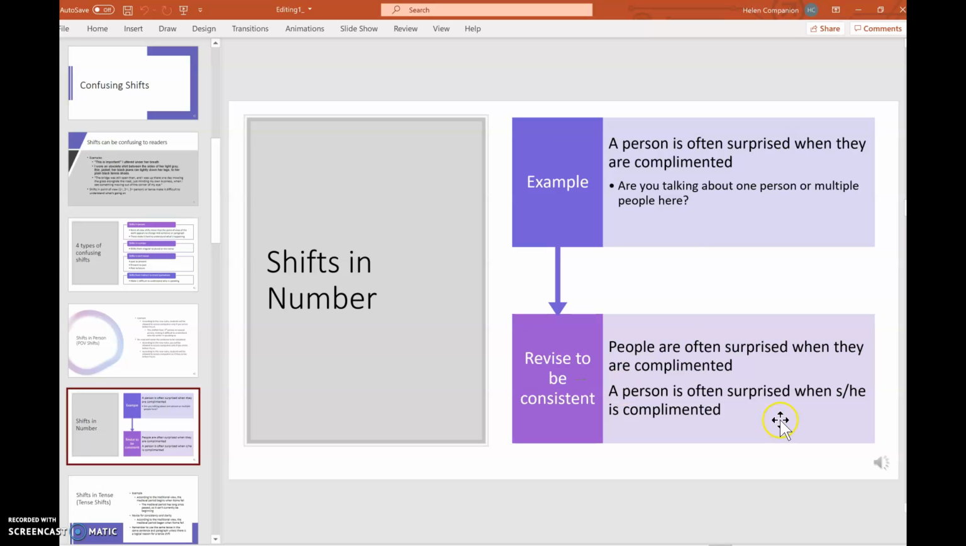People are often surprised when they are complimented. People is plural, they is plural. Or, a person is often surprised when she or he is complimented. A person is singular, she or he is singular.